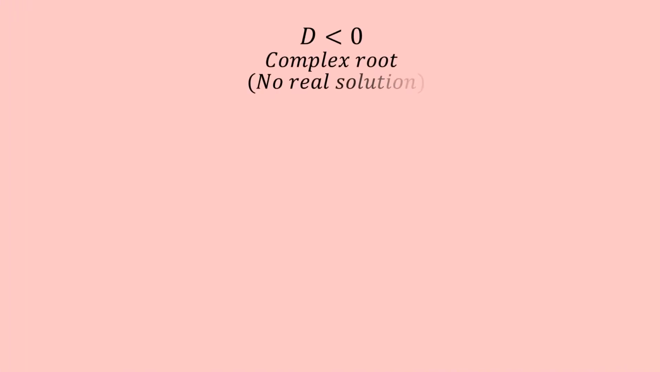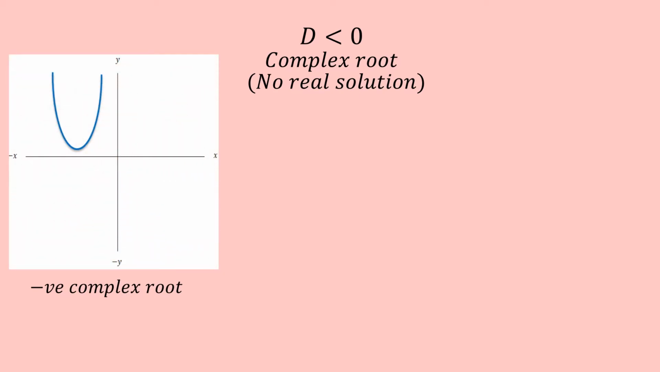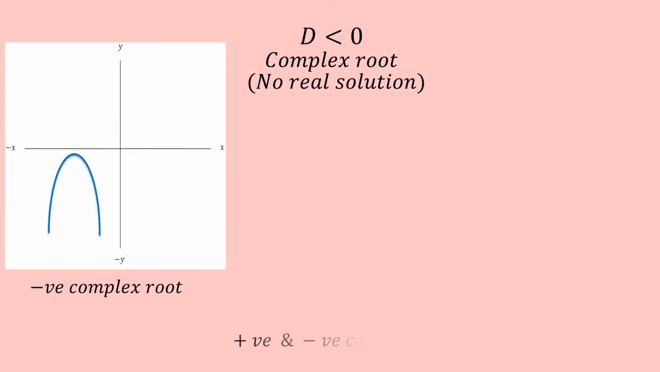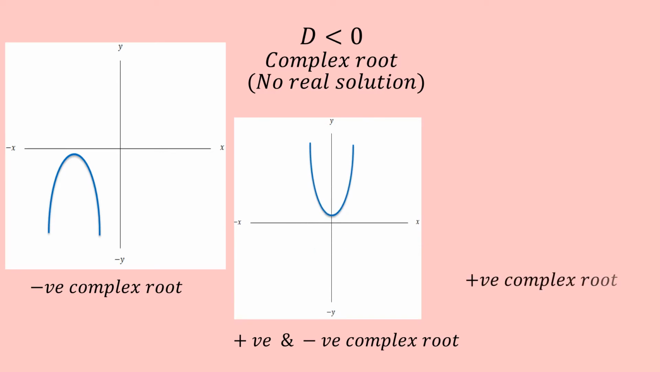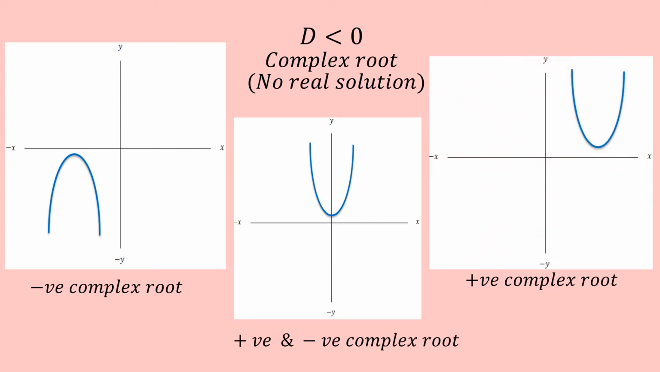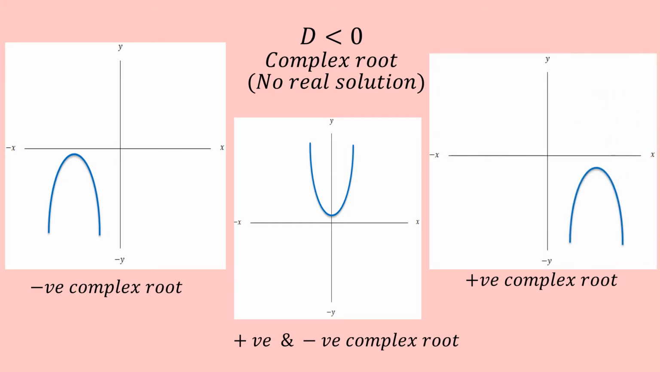If D is less than 0, we have complex roots, that means no real solution. The first case is the negative complex root. If you look at the diagram, we have our graph on the negative x, so it can bend inward or outward. Then the second case is positive and negative complex roots, and here our graph tends to both negative x and positive x. It can bend inward and it can bend outward. And the last case is the positive complex root. If you look at this, you have our graph on the positive x, so it can bend inward or outward.